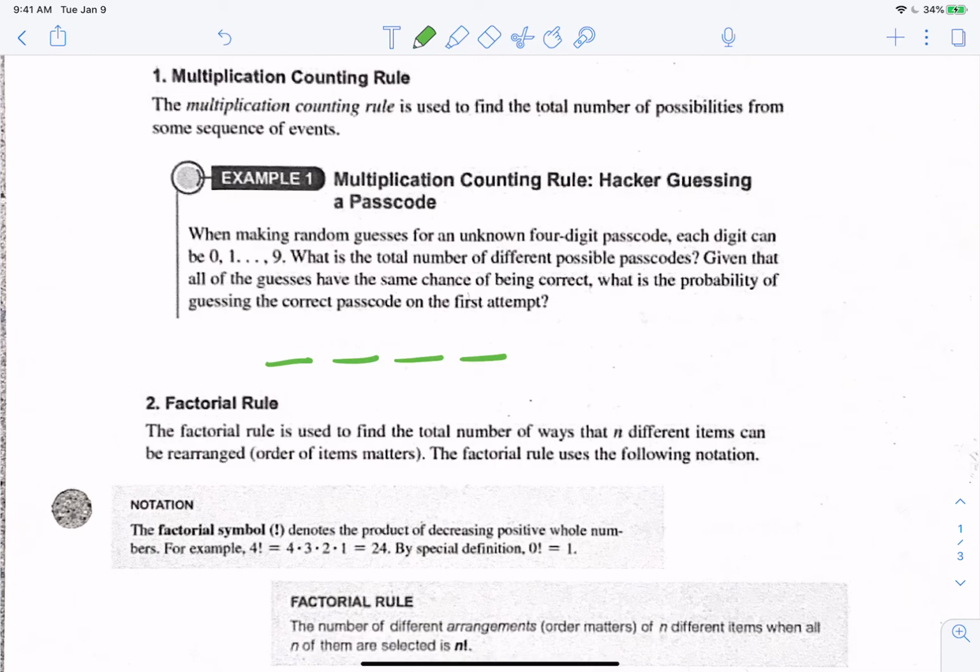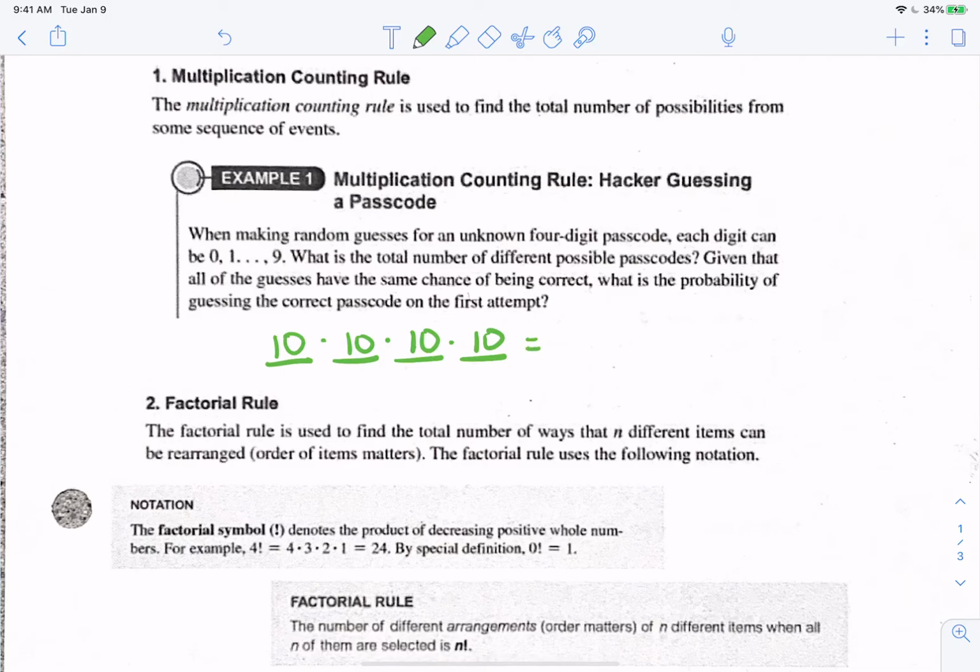So the first digit could be how many different numbers? 10 different numbers could that first digit be, right? 0 through 9, that's 10 numbers. How many numbers could the second digit be? 10 as well. And the third one is 10, and the fourth one is 10. Now, if they say that you cannot repeat, how does that change it? 10, 9, 8, 7.